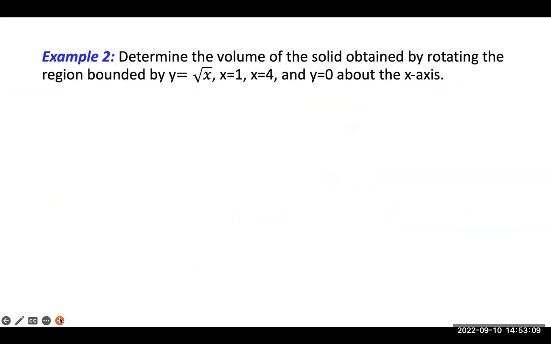All right, let's look at another example. For another example, we're going to take another shape, which is bounded by square root of x, x equals 1, x equals 4, and y equals 0, and rotate that about the x-axis. So same thing. First step, you want to draw a picture for yourself.